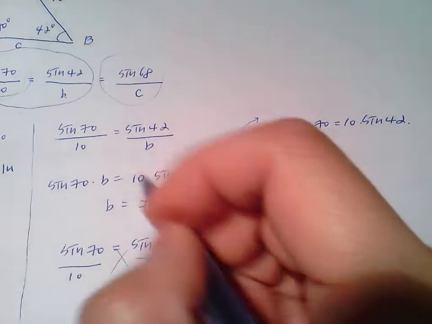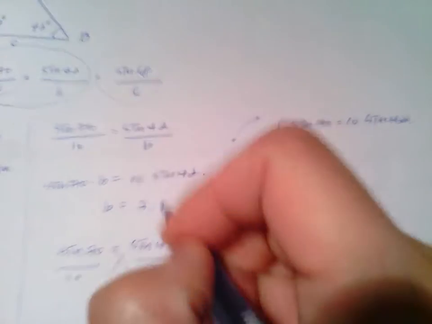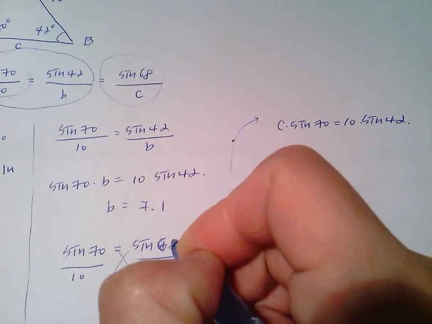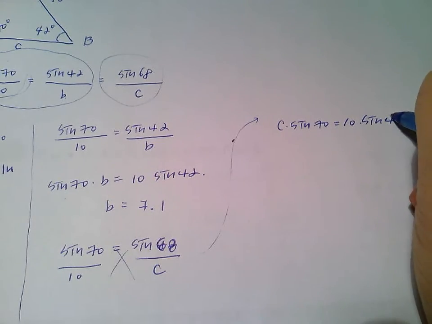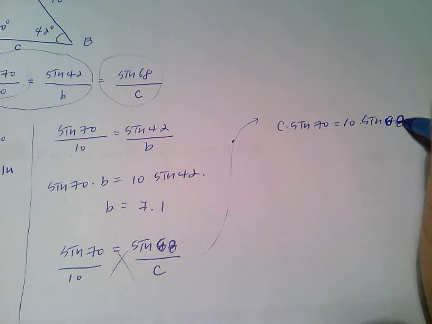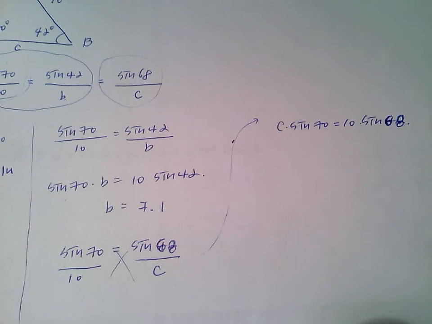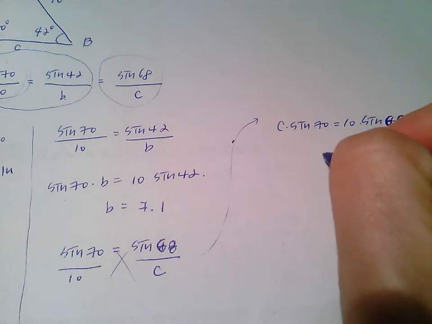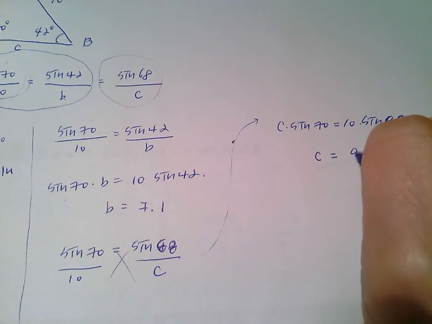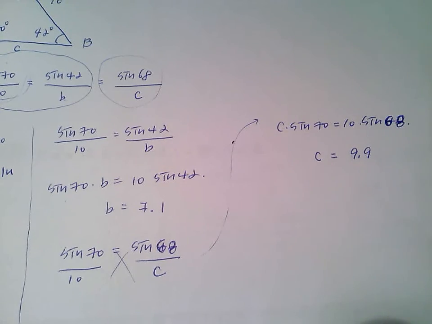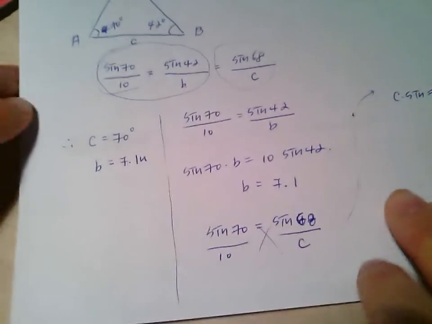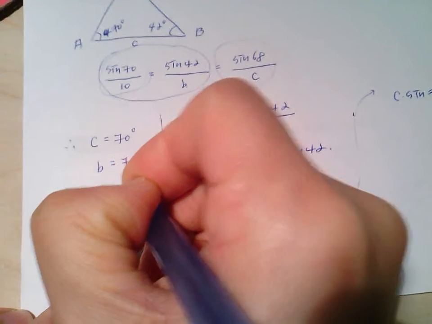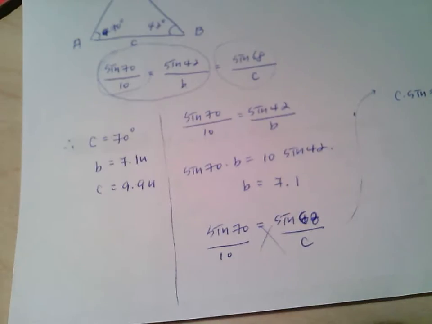Oh, I missed the 68. Okay, I'm sorry. So the last one is supposed to be 68. I'm sorry about that. So 10 times sine of 68, enter. And divided by sine of 70, enter. So which gives you the length of side C is 9.9. Okay. So the length of side C is 9.9 units.